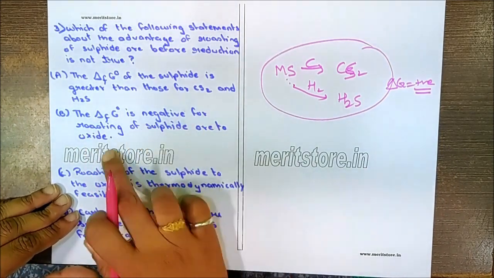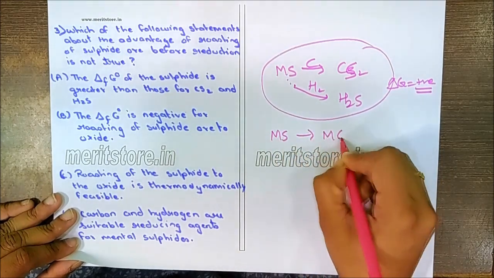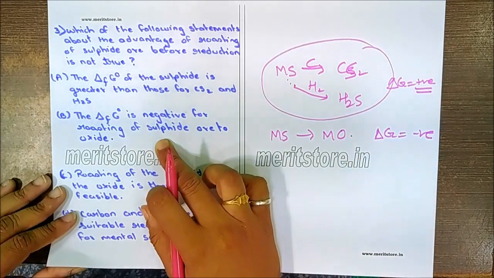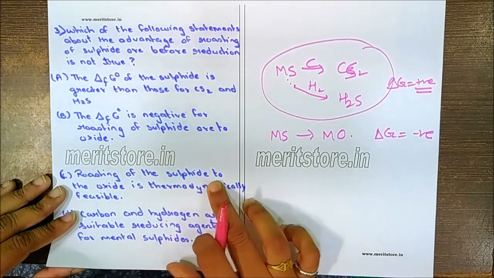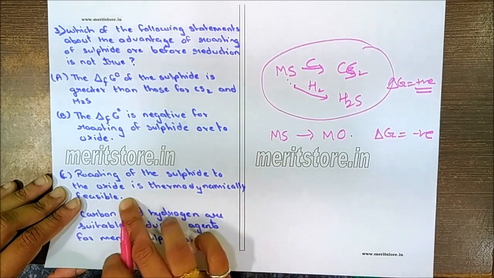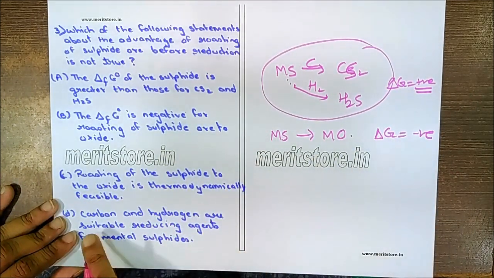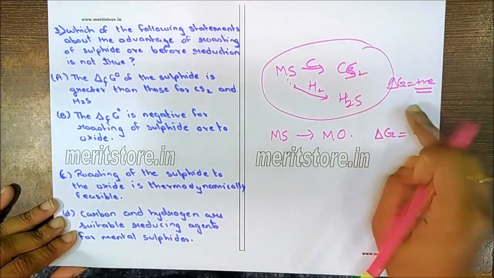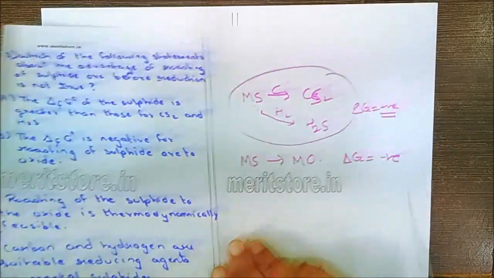They are positive. So definitely this is right. Delta G is negative for the roasting of sulfide ores into oxide. Definitely sulfides can be converted into oxide easily, and delta G is negative for that. That's why option B is also right. Option C, the roasting of the sulfide to oxide is thermodynamically feasible, because delta G is negative. So option C is also right. Carbon and hydrogen are the suitable reducing agents for the metal sulfides? No, they are not. That's why their delta G is positive. Hence, this statement is not true.